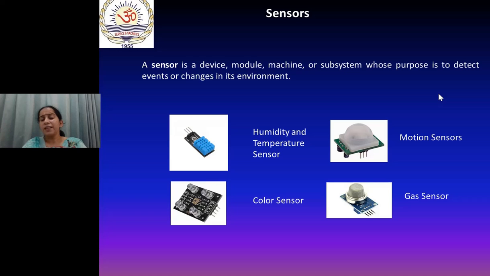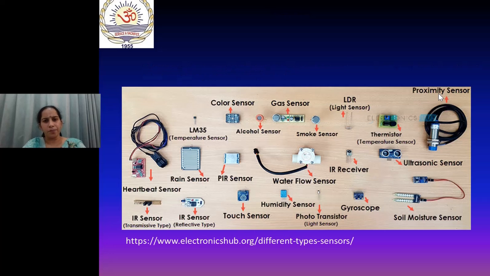Let's talk about the various sensors available in the market. There are motion sensors, gas sensors, color sensors, humidity and temperature sensors. If I talk about IoT, a smart device cannot work without sensors, to have the data from the environment and pass it on to the processing element. Suppose I want to make a particular light connected with motion, so that when somebody enters the room the light switches on, and vice versa.